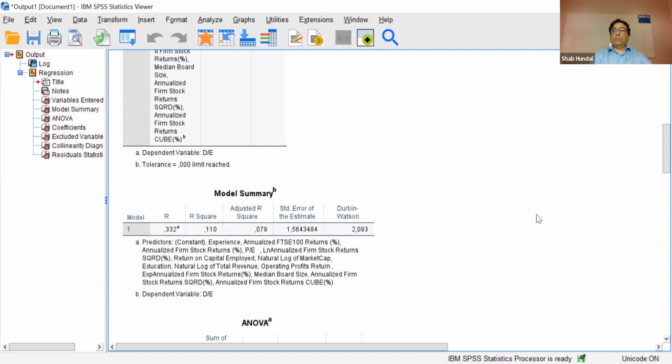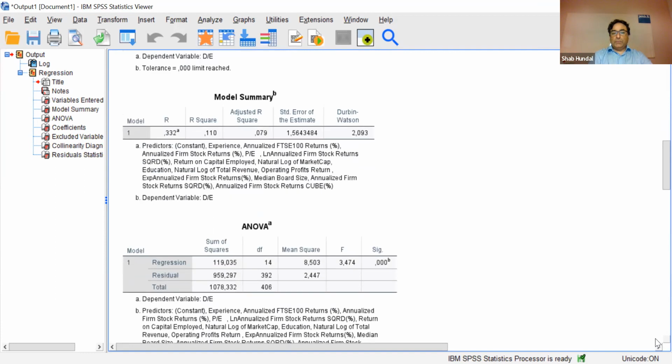As a rule of thumb, 2 is the safe limit, but if it is 0.25 less, which means 1.75, or 0.25 up, which means 2.25, then anything between 1.75 and 2.25 is fantastic, and in our case it is 2.093. It means that our error term is not very disruptive.